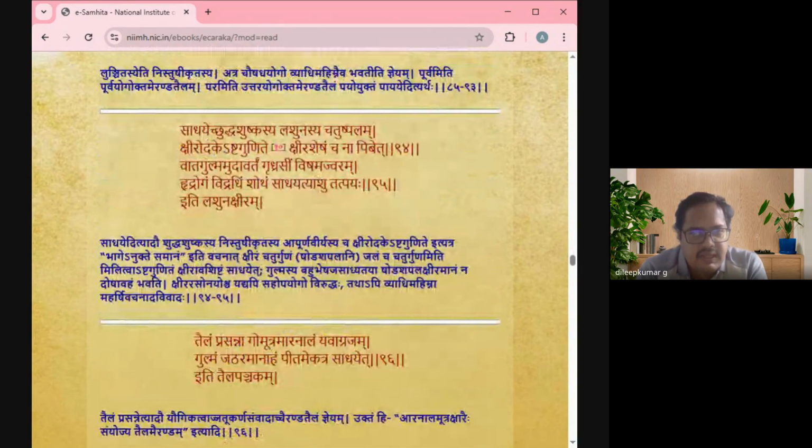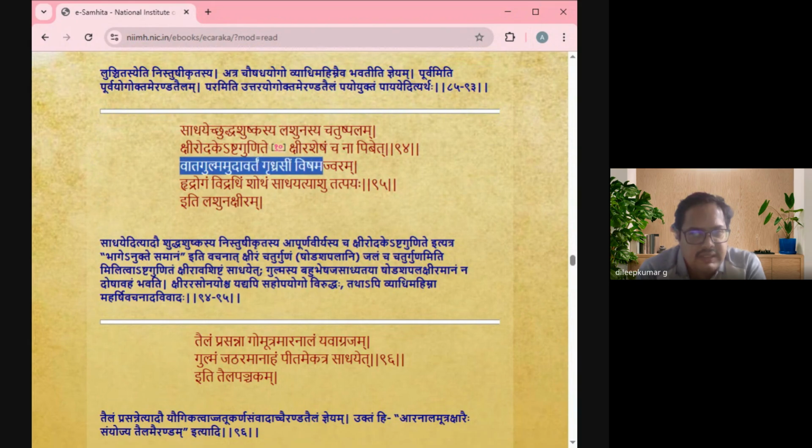Next we can see Lashuna Kshiram, Lashuna processed with Kshira. This is also a good treatment for Vata Gulma, Udavarta, Gridrasi, Vishamajvara. Underline Gridrasi: Lashuna Kshira in Gridrasi, a specific indication. Gridrasi has been mentioned. Vishamajvara has been mentioned.